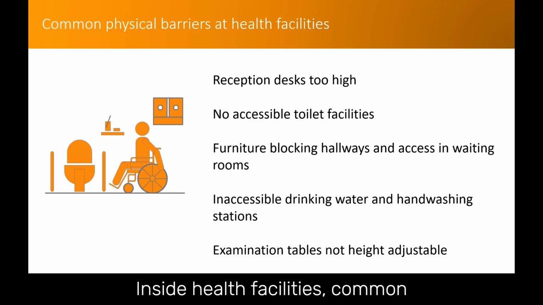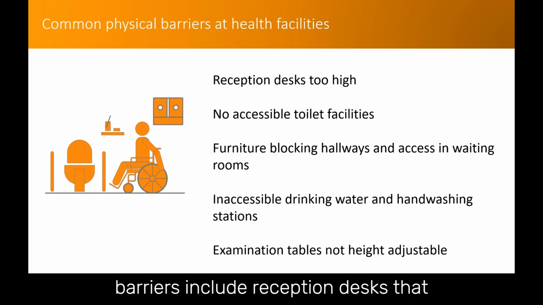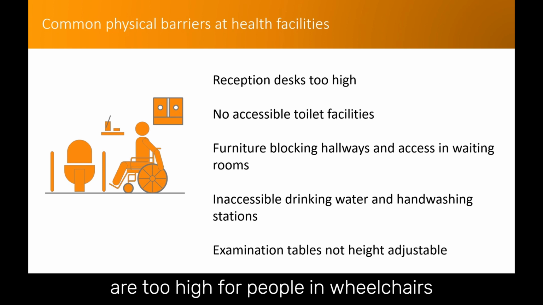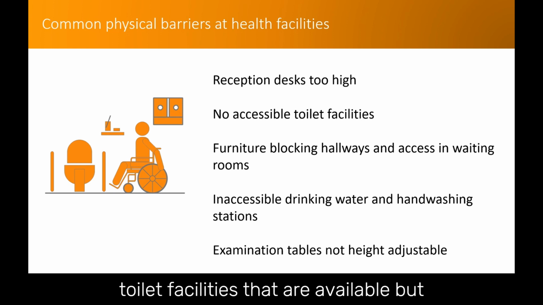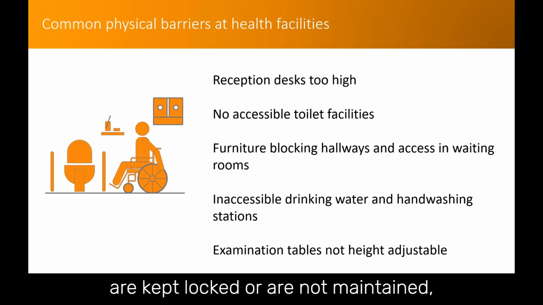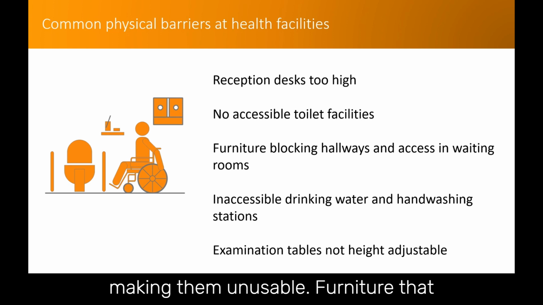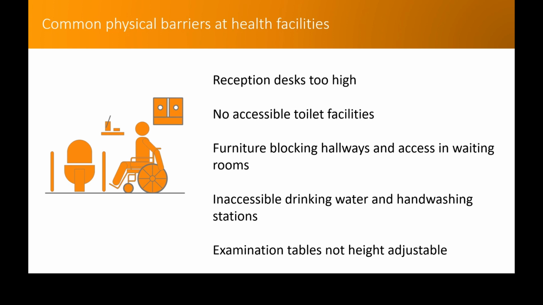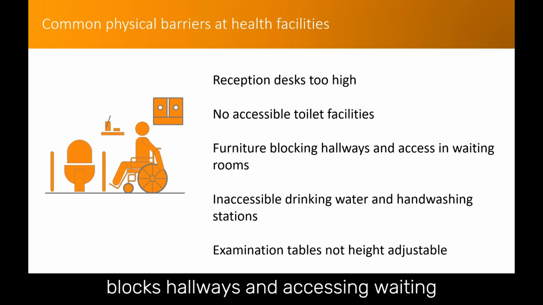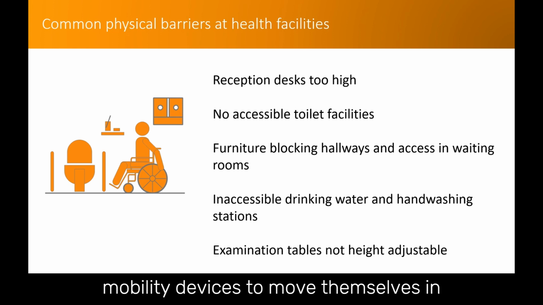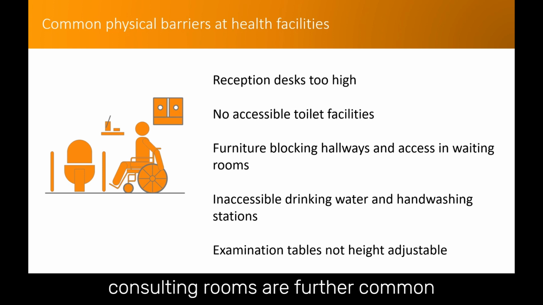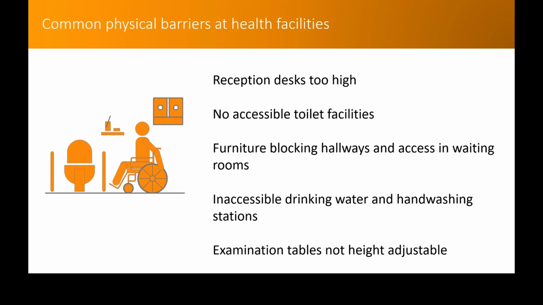Inside health facilities, common barriers include reception desks that are too high for people in wheelchairs to see over, a lack of accessible toilet facilities, or accessible toilet facilities that are available but are kept locked or are not maintained, making them unusable. Furniture that blocks hallways and access in waiting areas, or does not allow people with mobility devices to maneuver themselves in consulting rooms, are further common physical barriers.